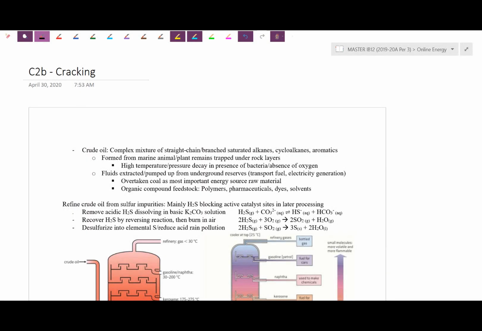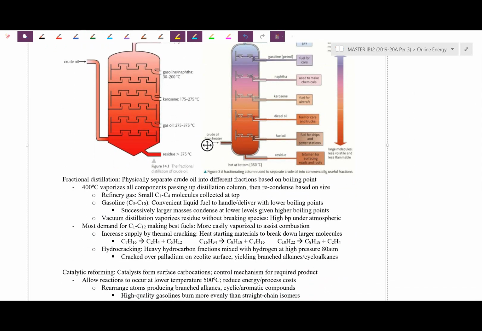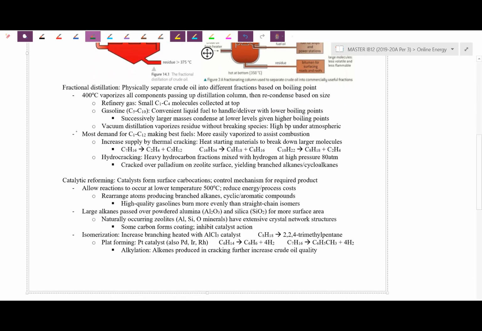Okay, so let's have a look at what your textbook describes and goes into a little more detail for this cracking section. So we did some of this fractional distillation stuff in an earlier lesson. We're about partway down here. We're going to start here.